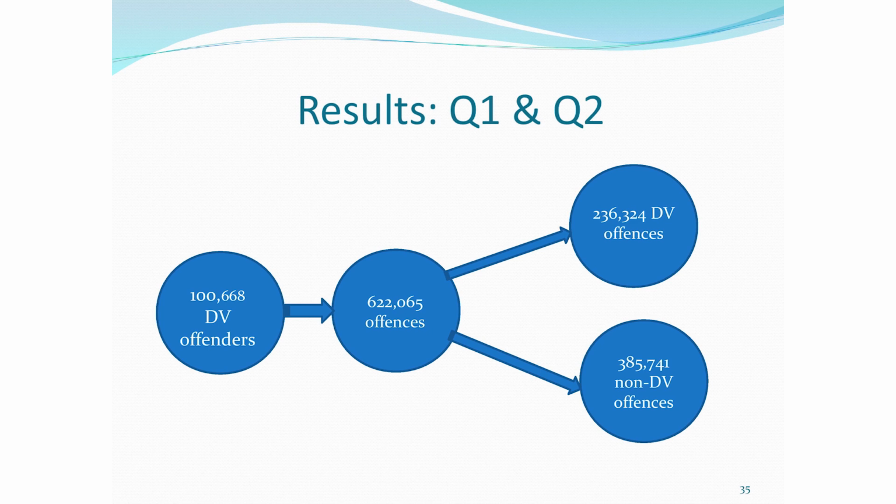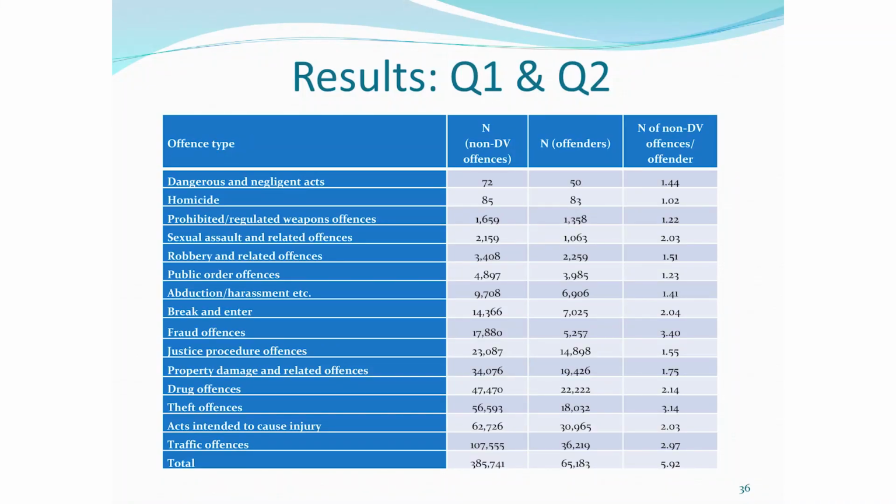And this is interesting because I think most people's starting assumption would be they're mainly specialising in DV. Okay, so what do they do? If you look down the left-hand column there, you'll see all the different things they can do. If you look down the column labelled N, you'll see the number of offences they did. So just go, for example, to acts intended to cause injury. No big surprise there. You had 30,965 offenders who between them generated 62,726 acts intended to cause injury.